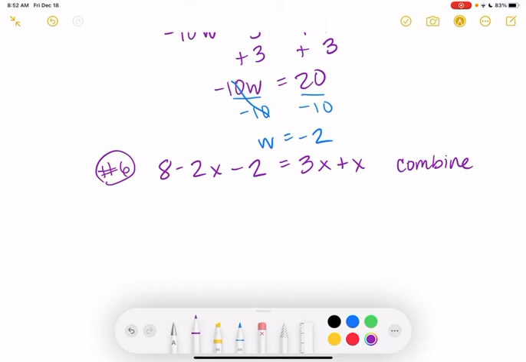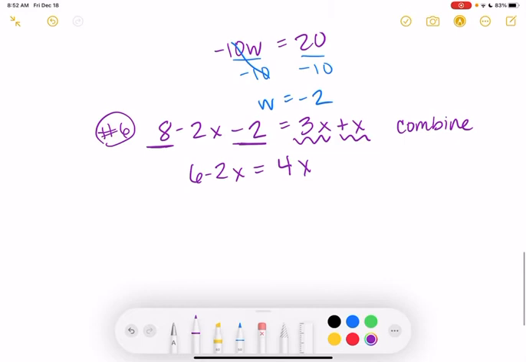Okay, so on the left here we have an 8 and a -2, right? This 8 minus 2, let's combine that. So we have 6 minus 2x equals, we have a 3x and a 1x, equals 4x. Okay, now we want to get all of our x's to one side, our whole numbers to the other. On the left, we have both. On the right, we just have the x.